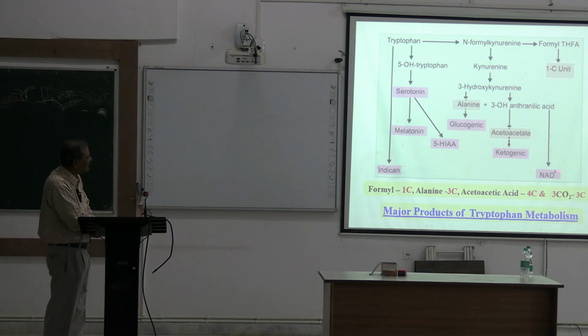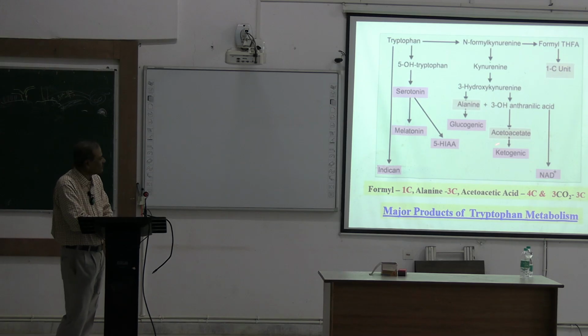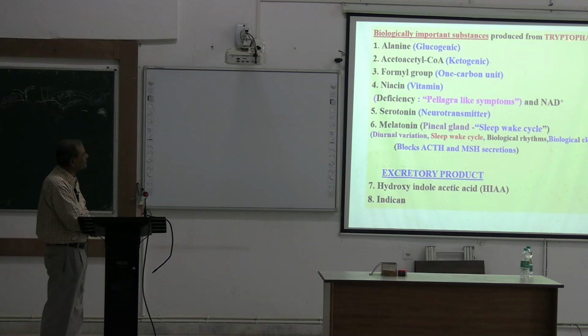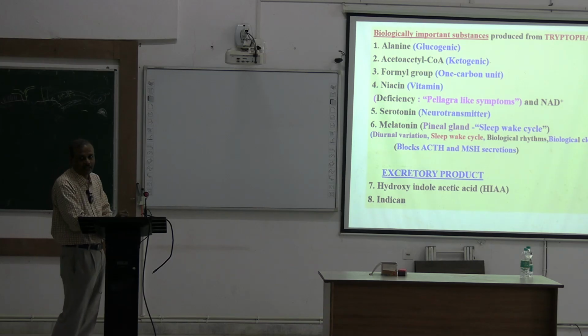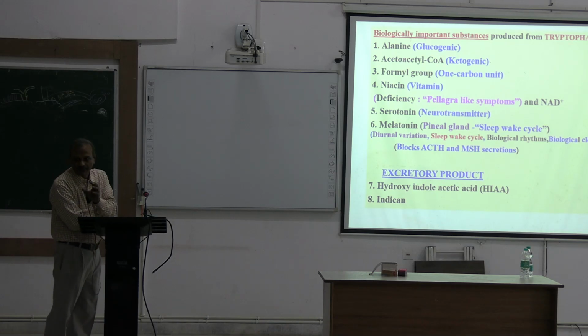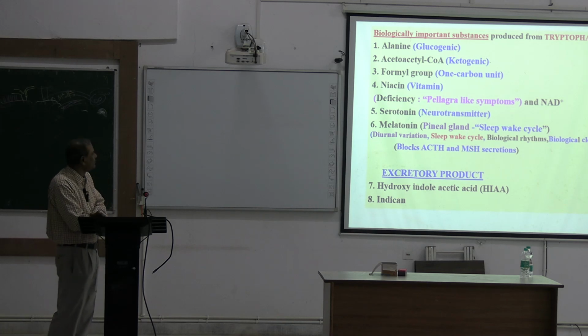Okay? And NAD. NAD is another important thing. NAD we are getting, and NADP also we can get. So biologically important substance produced from tryptophan is alanine. Alanine is a glucogenic amino acid. Acetoacetyl-CoA, as I told you, is ketogenic. Formyl group, 1 carbon unit, it participates, I told you.